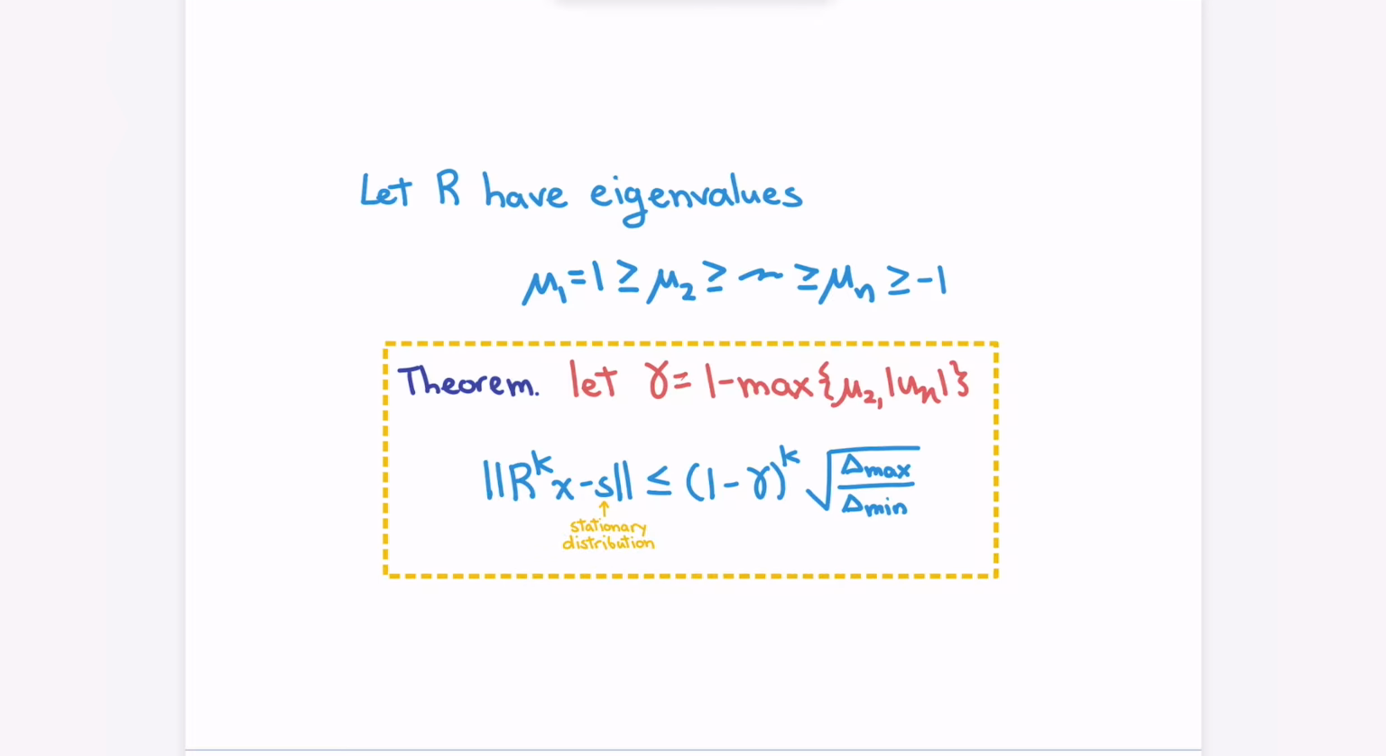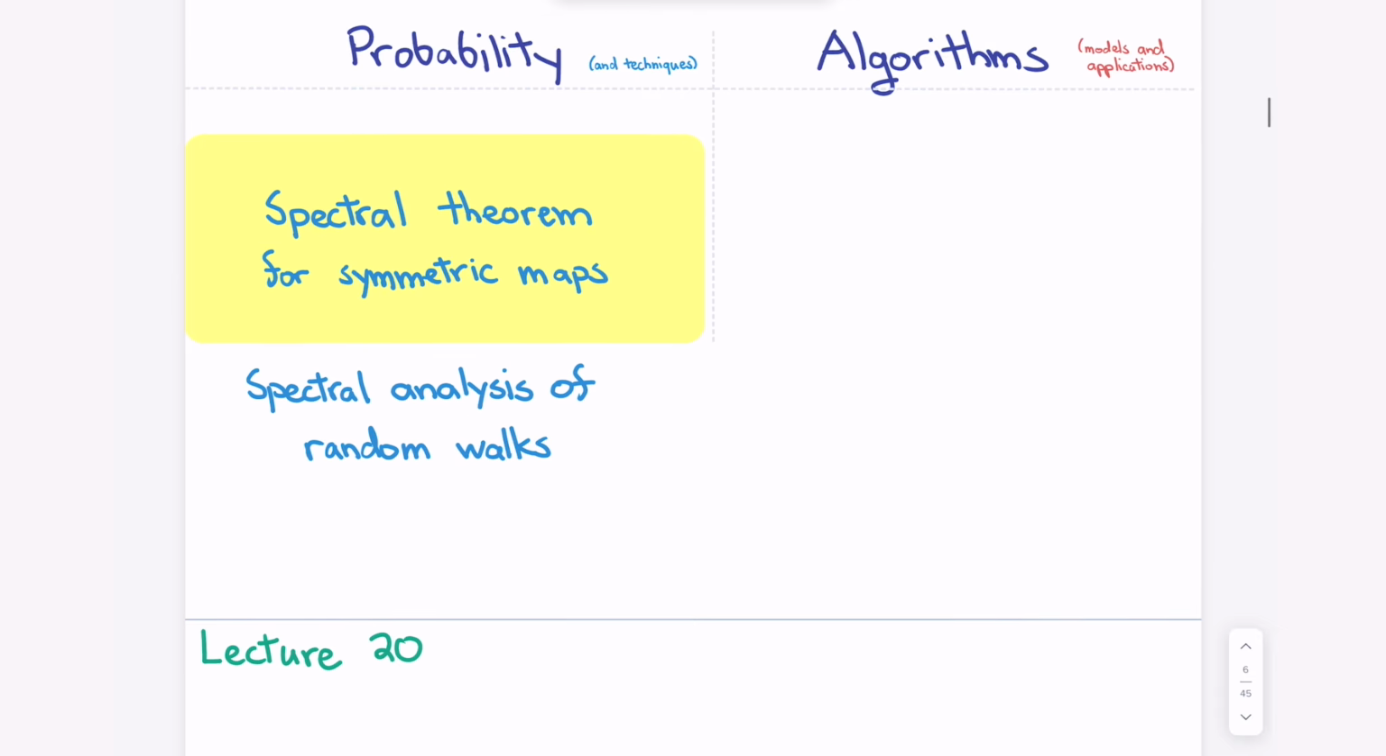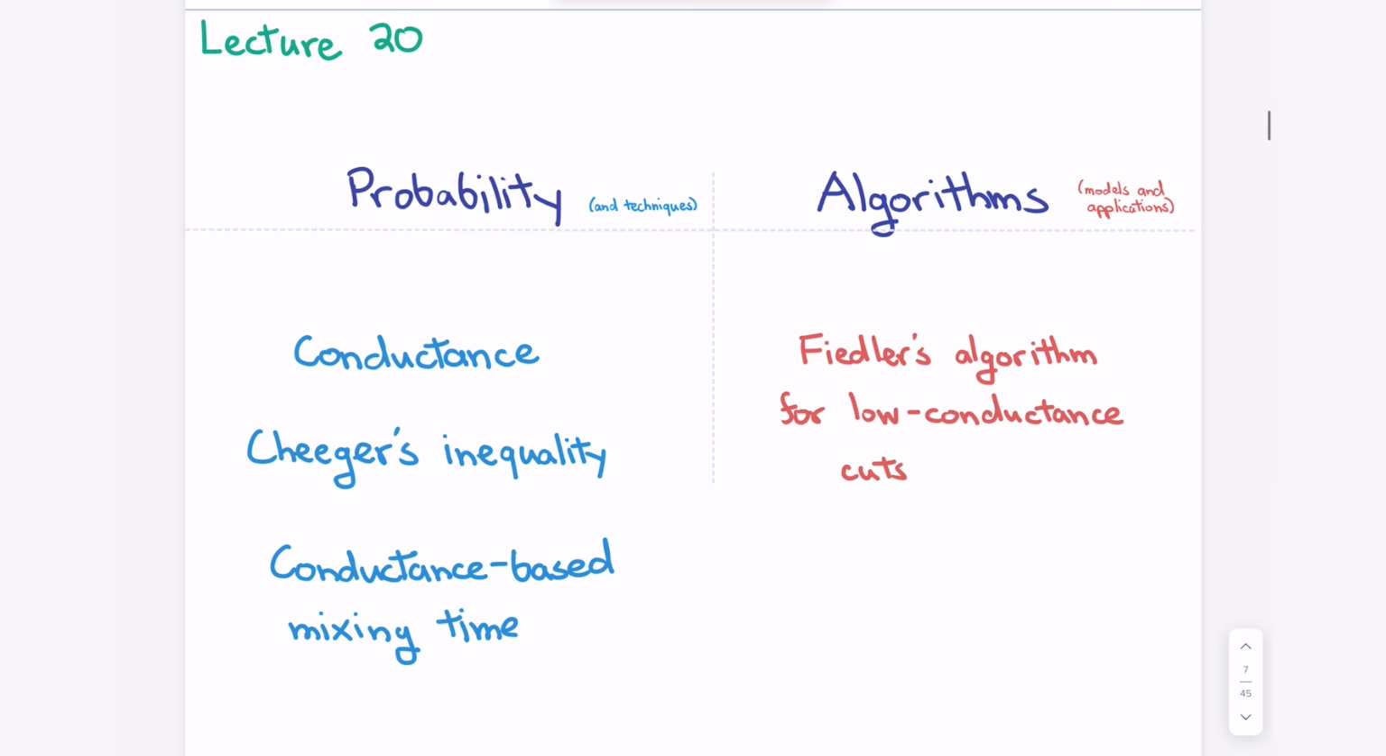Now, of course, you look at this and you look at a graph, and you wonder what mu2 of a graph means. At some level, it's an algebraic property. It's a little bit abstract. So we're going to connect that today. We're going to talk about a couple of things: conductance, Cheeger's inequality, and then replacing that convergence bound with something based on conductance.